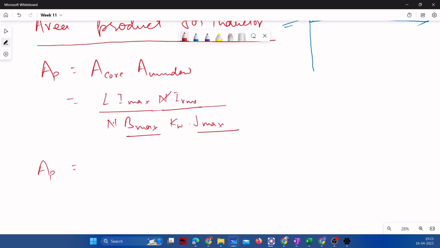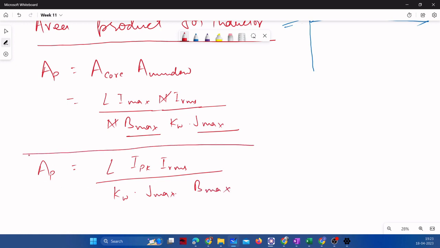This N and N will be cancelled, and now it will be L I peak I RMS divided by KW into J max into B max. So area product will be independent of the number of turns.